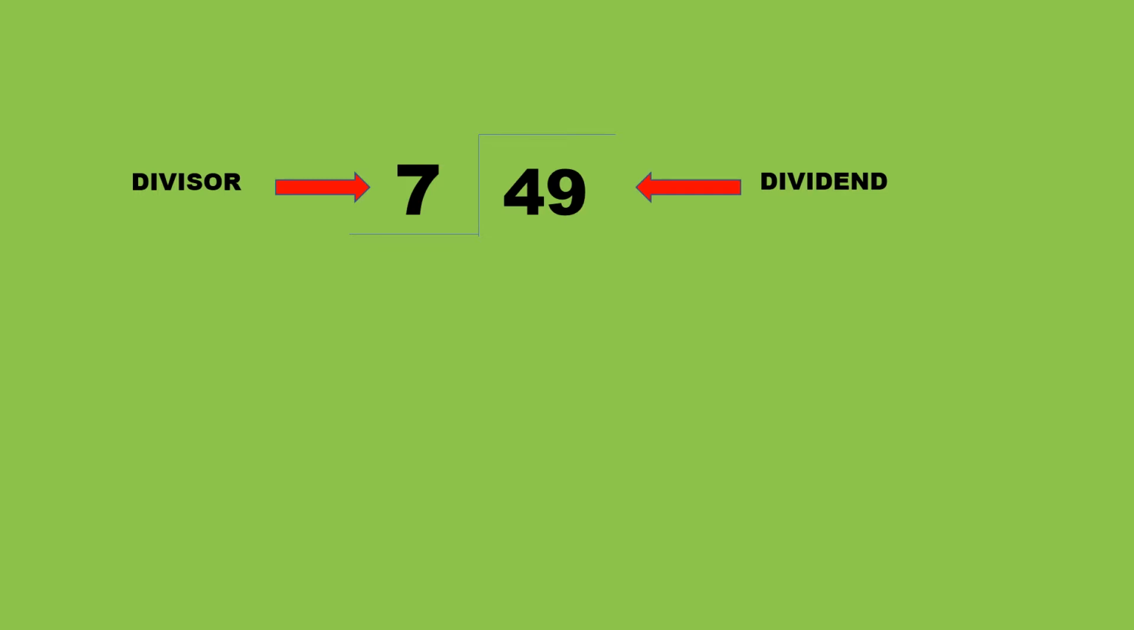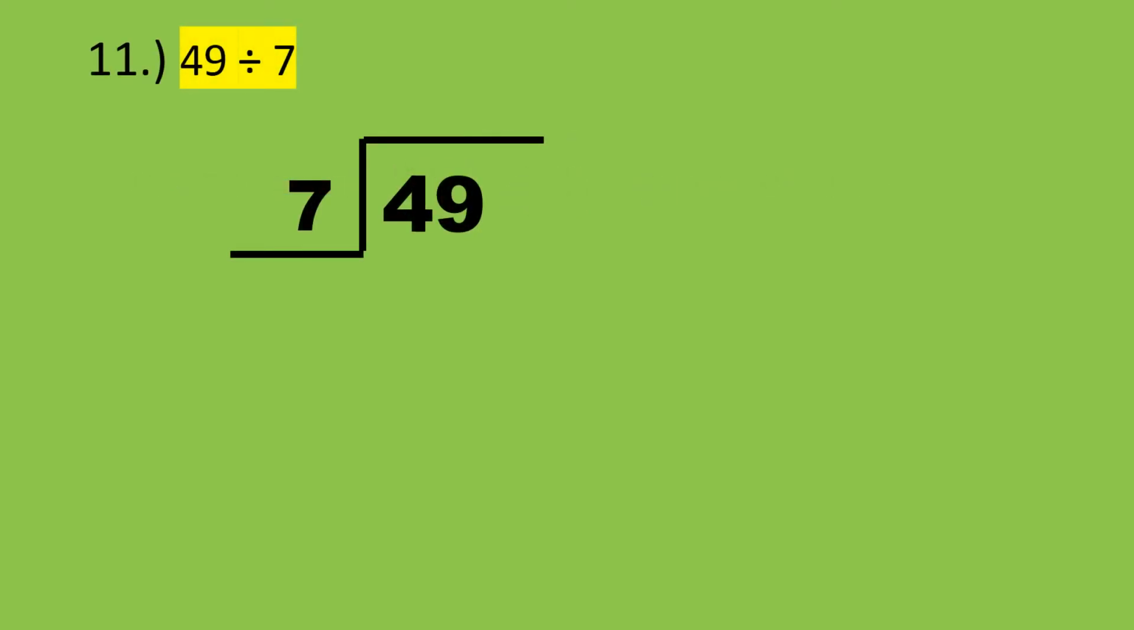So children, always remember that the big number will come inside and the small number will be outside. Clear, children? So are you clear about dividend and divisor? Okay, children. So we are going to start with the first question, that is question number 11. 49 divided by 7. So what we have to divide? 49 by 7. So 49 we will write it inside and 7 we will write it outside.